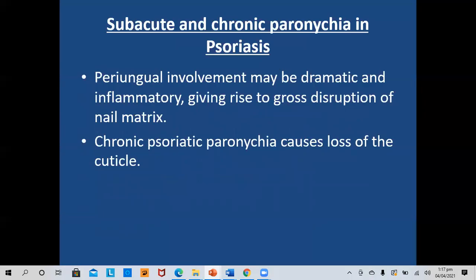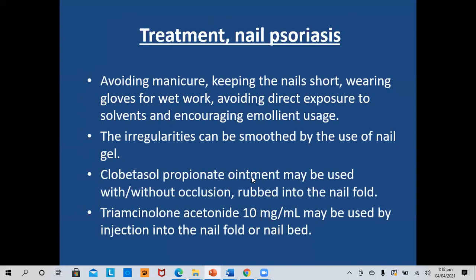Subacute and chronic paronychia in psoriasis. Periungual involvement may be dramatic and inflammatory, giving rise to gross disruption of the nail matrix. Chronic psoriatic paronychia causes loss of nail cuticle.